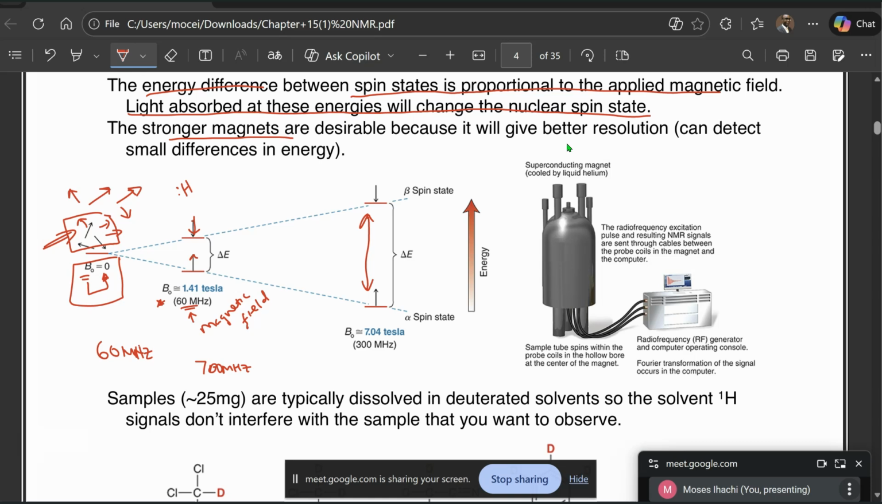But the stronger the magnet you have, the better the resolution, and therefore you're going to have much taller peaks than when you're using a tiny magnet. The magnet is in this rocket-looking thing. Okay. Usually protected by nitrogen and helium because it does a lot of work. It gets heated so much.